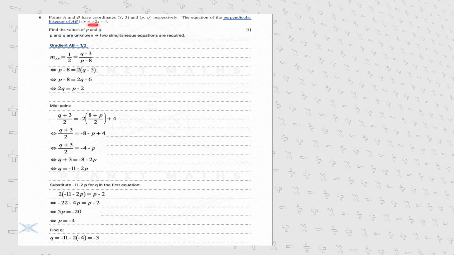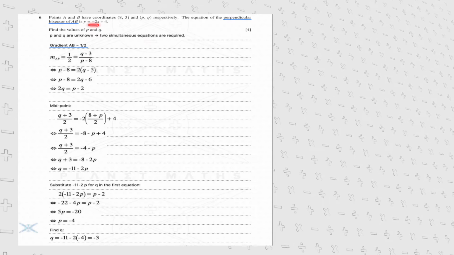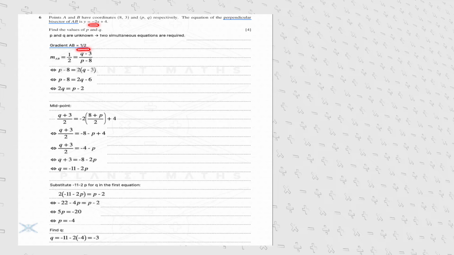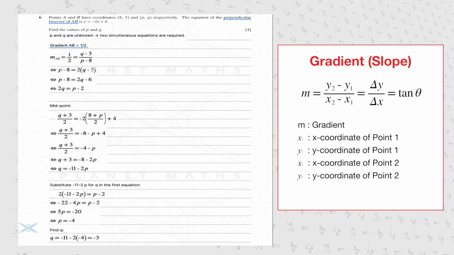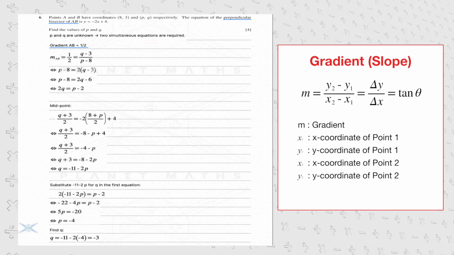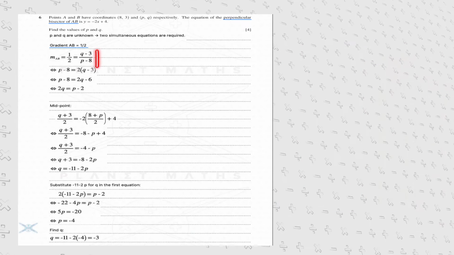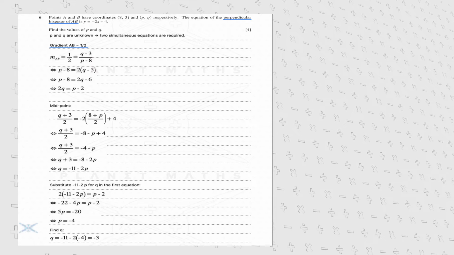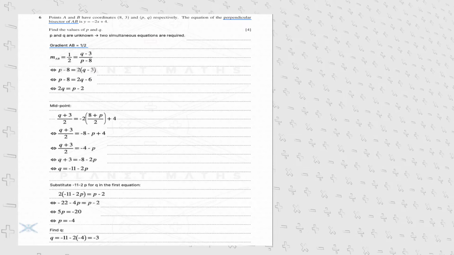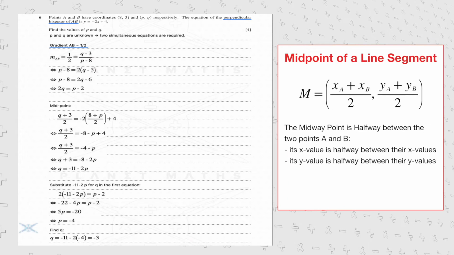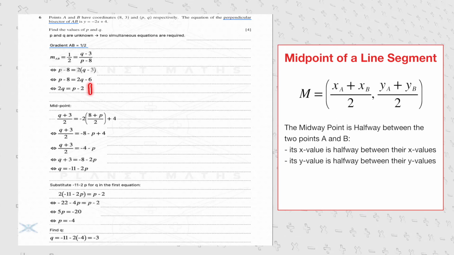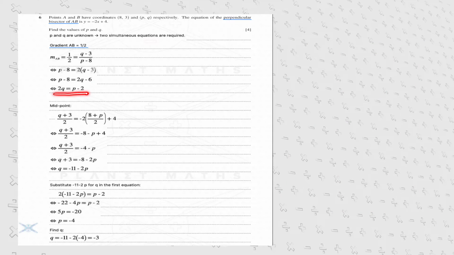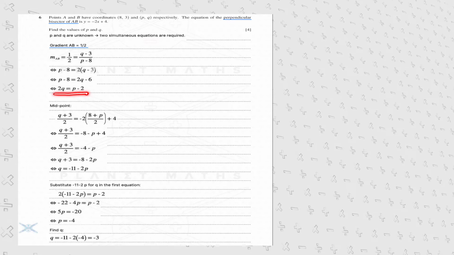From the statement that the equation of the perpendicular bisector of AB is y equals negative 2x plus 4, we can conclude that the gradient of AB is 1 over 2, applying the formula provided. Thereafter we can set up the equation that 1 over 2 must be Q minus 3 over P minus 8, as per the guidelines on how to find the gradient between 2 points. At this stage we will attempt to simplify this equation as far as possible, and we will halt after the stage where it's stated that 2Q equals P minus 2.